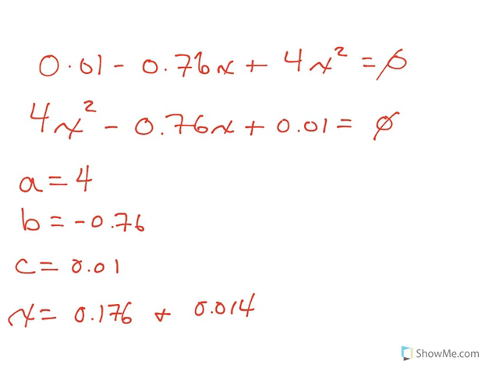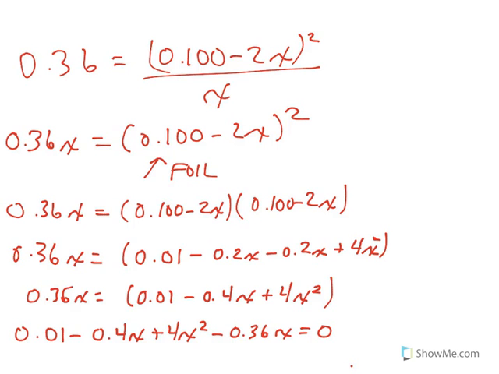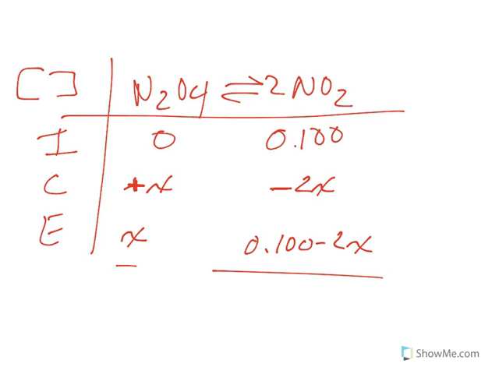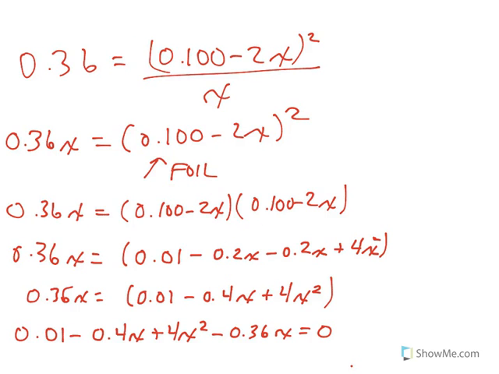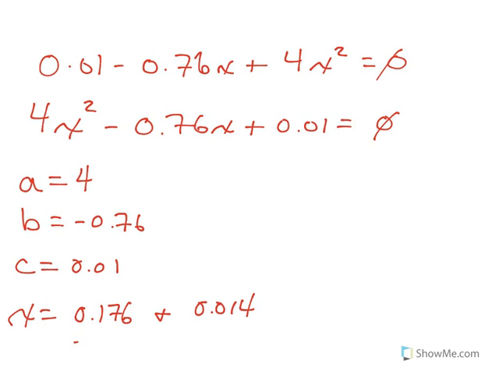Now only one of them is going to work, so let's see if we can eliminate one very quickly. Yeah, we can. Our equilibrium concentration of the NO2 is 0.1 minus 2x. If I plug in 0.176, it's going to give me a negative concentration. Can't do that. So this one can't work, it's too big. So what I'm going to use is this one.